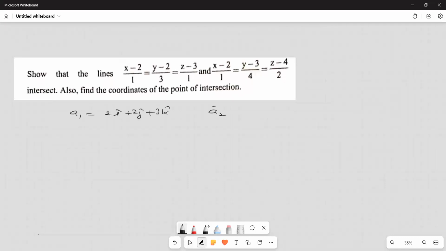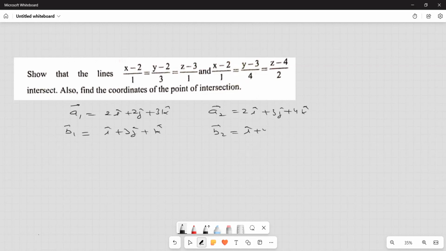What is A2 over here? 2I plus 3J plus 4K. What is B1? B1 is I plus 3J plus K. What is B2? I plus 4J plus 2K. Right? So, what will be A2 minus A1? That is 2 minus 2, 0 I plus 3 minus 2, J plus 4 minus 3, 1K. So A2 minus A1 is 0, 1, 1.